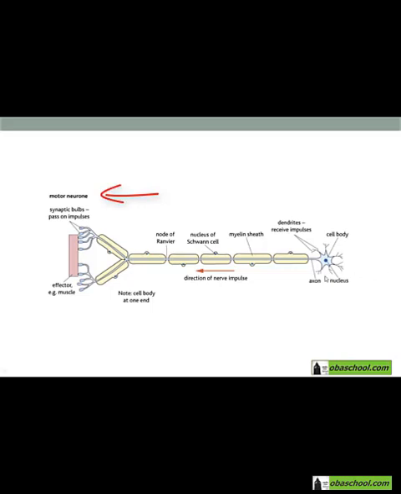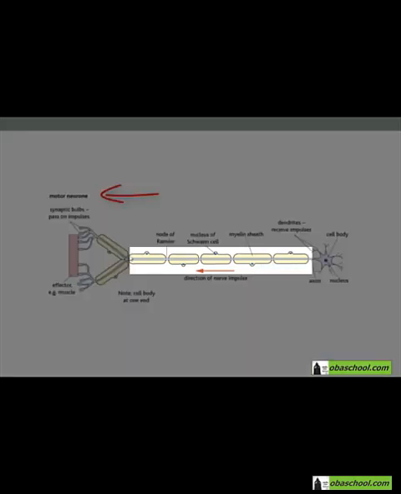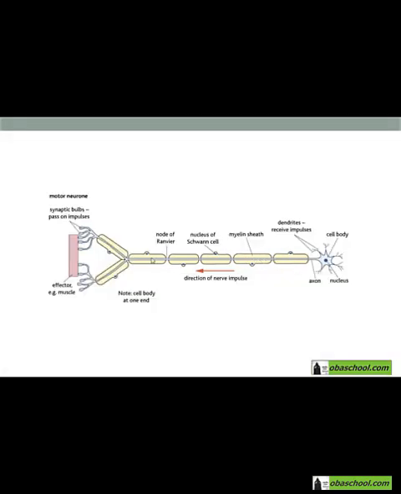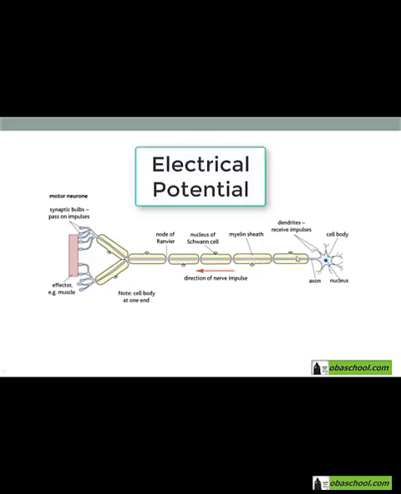Here is an example of a neuron. And here we see the axon with its elongated shape, which allows it to carry electrical impulses over distances. Electrical potential is found across the membrane of the axon.